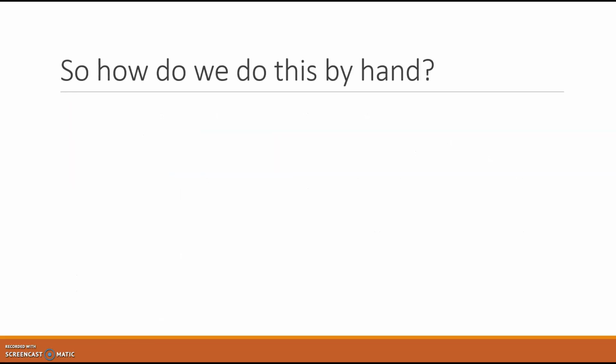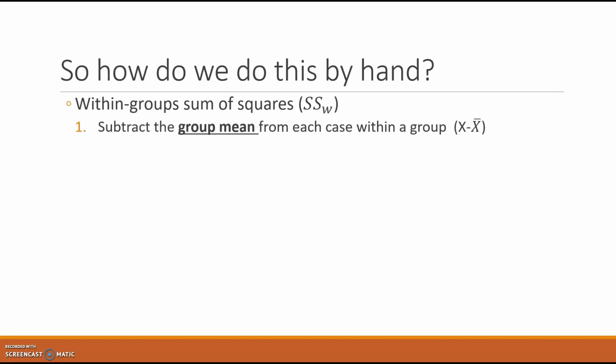So how do we do this by hand? I'm going to whip through some of it, because you're not going to have to actually do the calculations, but you are going to have to understand where they come from. The first thing we need is a sum of squares. This should be familiar to you. We need a within group sum of squares, or SS sub W, where we subtract the group mean from each case within a group, x minus x bar. We square that difference, and then we add them up.